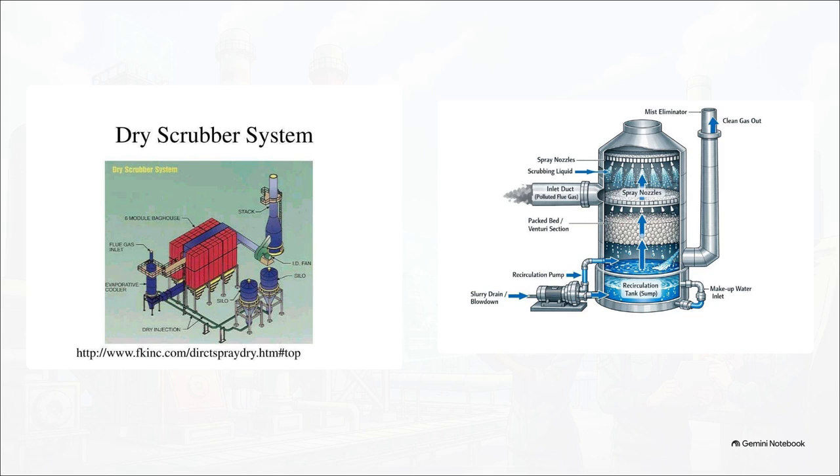A dry scrubber system uses a dry injection line to mix a reactive, neutralizing powder right into the gas stream, which is then safely captured by a downstream module baghouse. A wet scrubber system, however, forces the gas upward through a packed bed, which maximizes the surface area, against a heavy downpour of neutralizing liquid from spray nozzles.